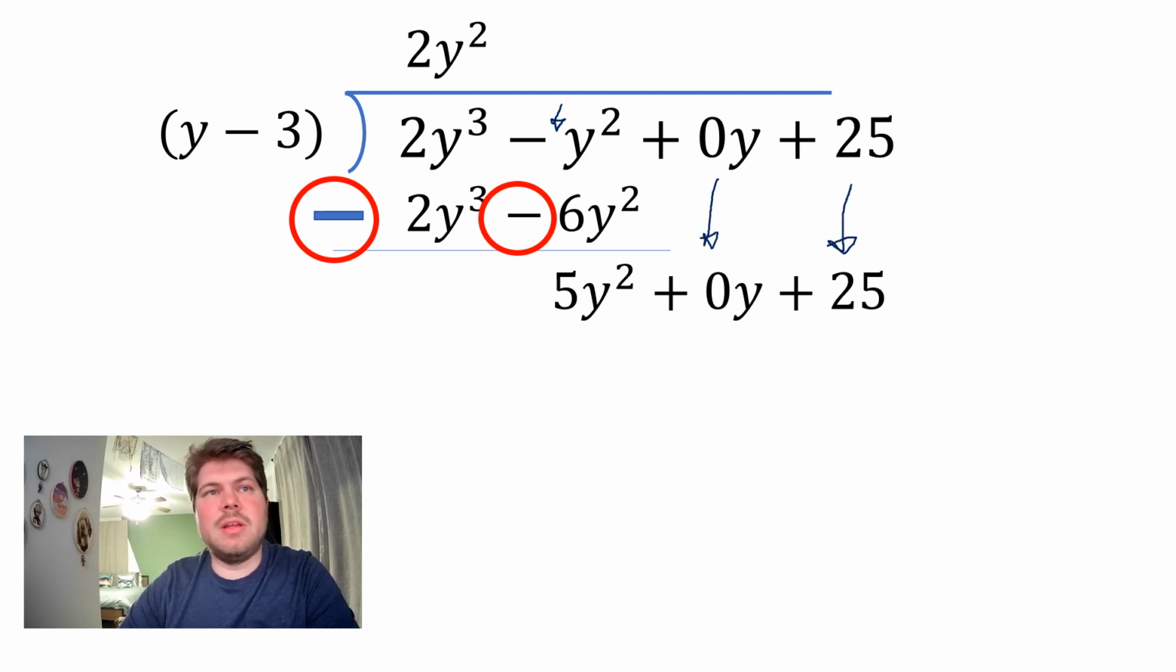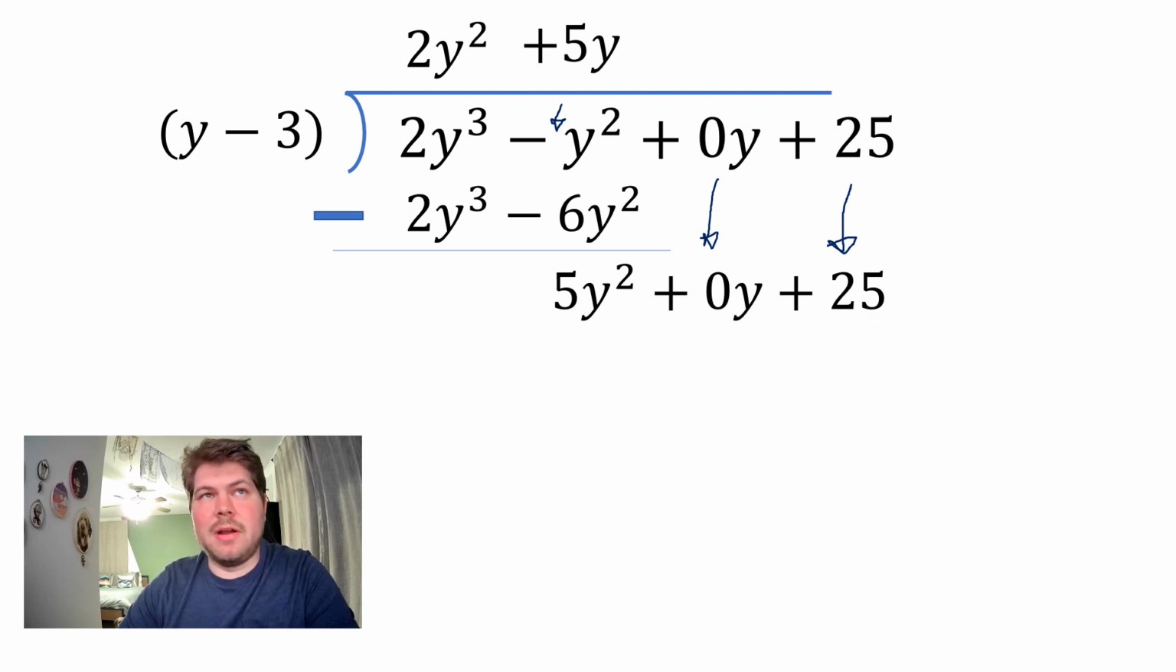So now we just want to either think about what's 5y squared divided by y, or what goes into it. And it would be 5y. And now we're going to multiply 5y by our y minus 3. And that gives us 5y squared minus 15y. Now, remember, it's minus minus, so it's plus.